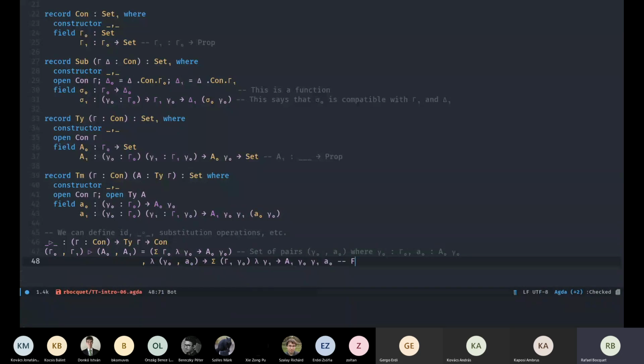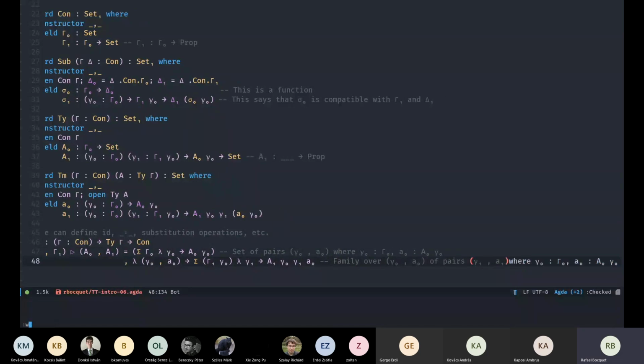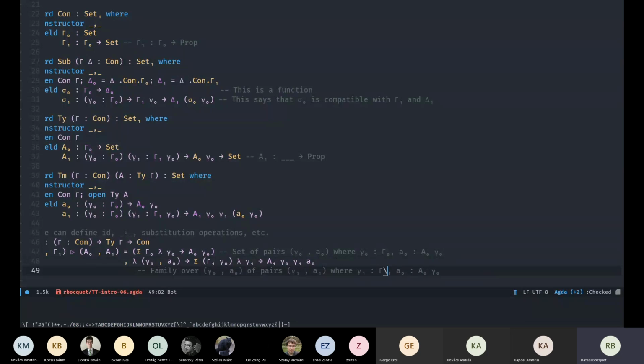And the second component is the family over this previous set of the pairs gamma 1, A1, where gamma 1 is in gamma 1 of gamma 0, and A1 is in A1 of all of the previous things.